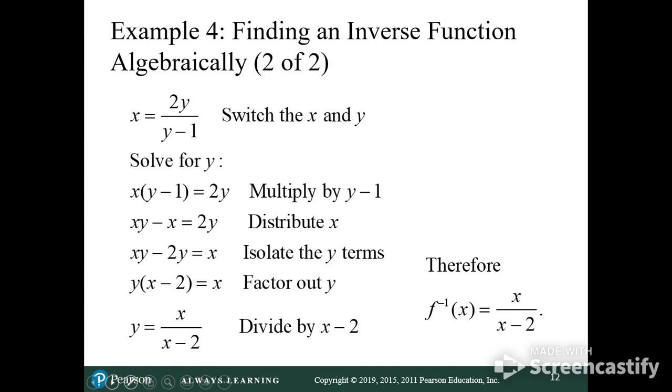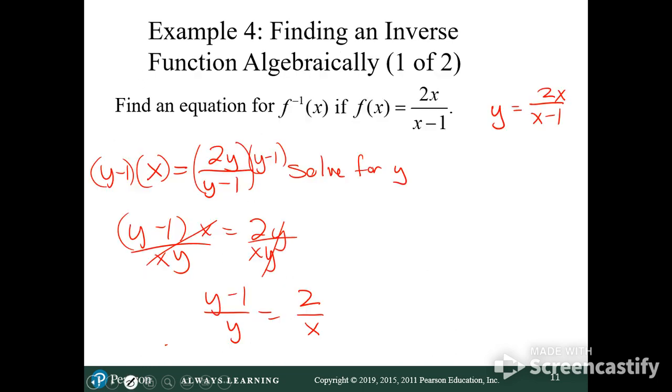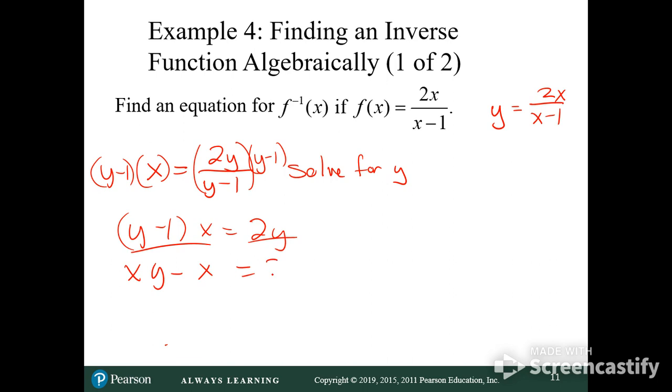How did they do it? Multiplied, distributed. Ah, Mr. Bierschbach, you're so stupid. Can't divide. I knew something didn't look right there. Distribute. xy minus x equals 2y. There we go. Now we got to get our y's together.